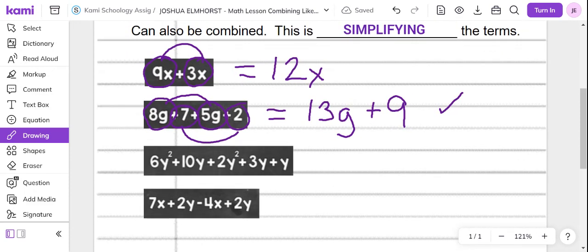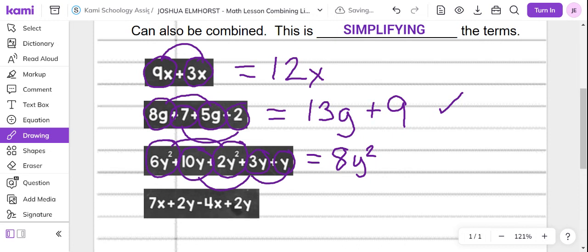So here's a little fancy one. We want to pay attention to whether it has an exponent. And because they look exactly the same, we have y squared and y squared. Those terms can go together. So there's 6 plus 2, and then we put the same term in there, y squared. And then we have y all by itself. So there's 10 plus 3 plus y, which just means 1. So that's going to be 14. So those can go together also.